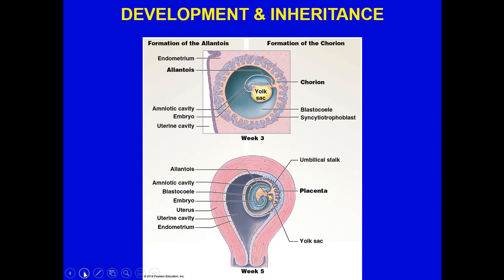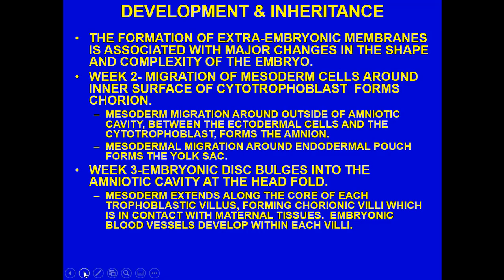Now, the formation of extra embryonic membranes is associated with major changes in the shape and complexity of the embryo. When we get to week two, we have migration of mesodermal cells around the inner surface of the cytotrophoblast, and that forms the chorion, which I've mentioned.